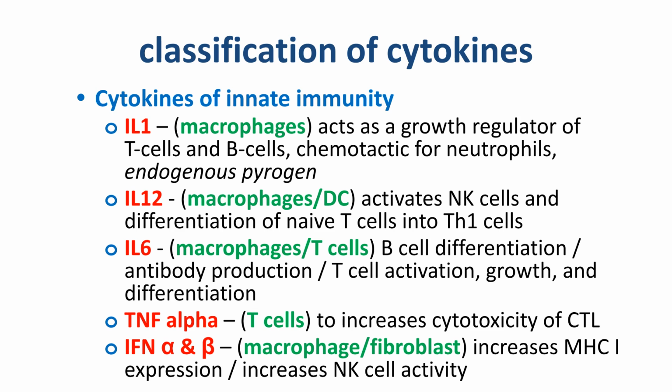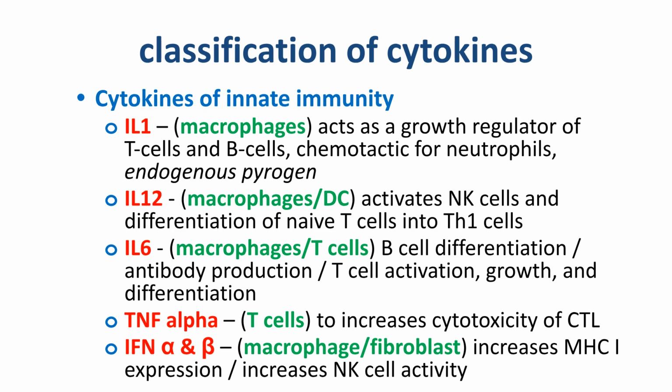Let's examine specific cytokines of innate immunity, understanding their sources, targets, and functions. These cytokines form the first wave of immune signaling. IL-1 is produced by activated macrophages and acts as a growth regulator of T cells and B cells, promoting their proliferation. It's chemotactic for neutrophils, recruiting them to infection sites. Importantly, IL-1 is an endogenous pyrogen, meaning it induces fever by acting on the hypothalamus. This explains why infections cause fever.